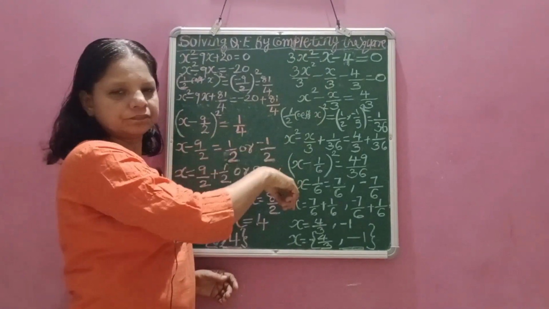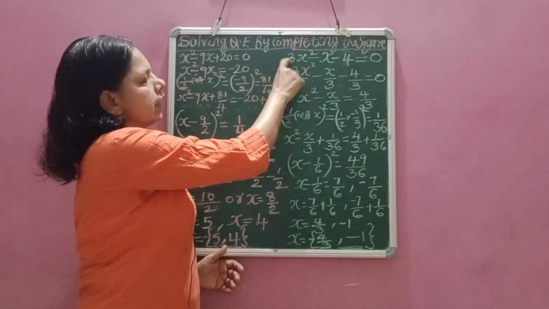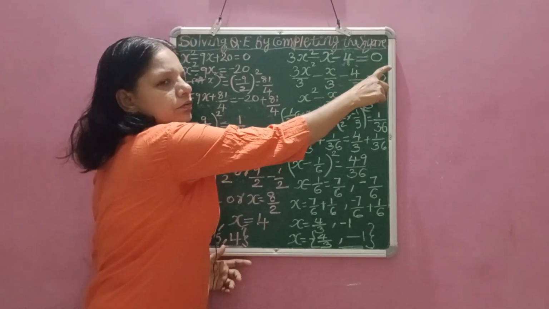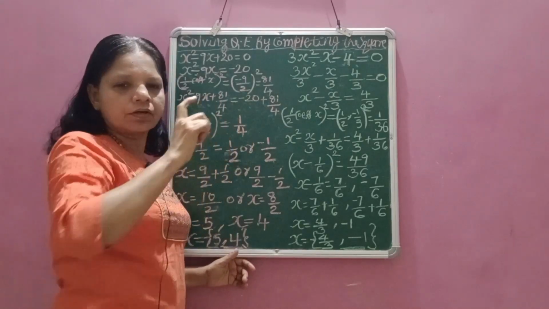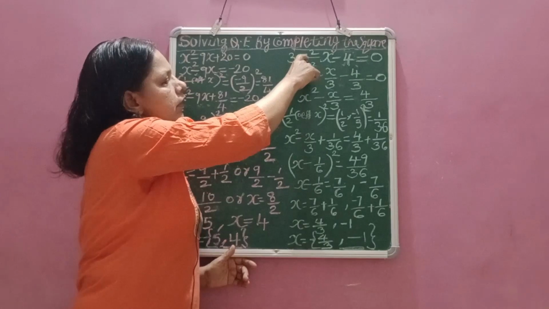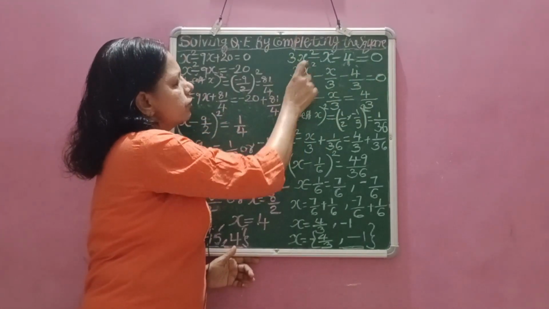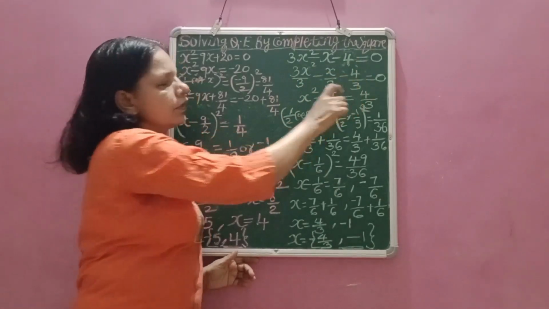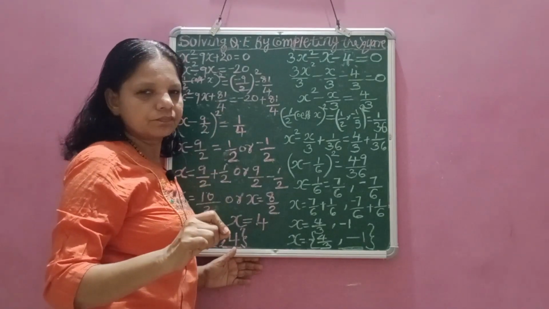Another example, see. Here the coefficient of x square is not equal to 1. 3x square minus x minus 4 equal to 0. So what is the first step? Make the coefficient of x square equal to 1. What you have to do? Which number you have to divide by here? 3. So each term you have to divide by 3. That is 3x square upon 3 minus x upon 3 minus 4 upon 3 equal to 0. Then only you have to take half the coefficient of x.